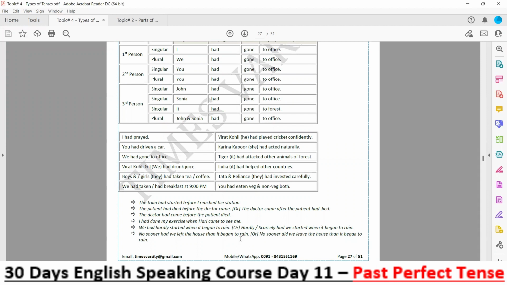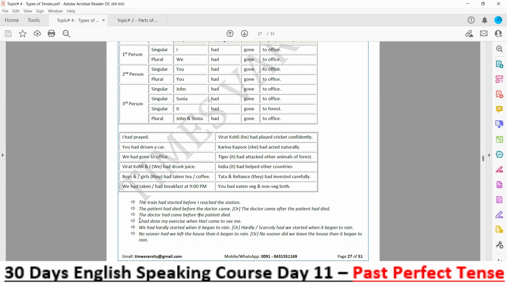Then next sentence, please. I had done my exercise when Harry came to see me. मैंने एक्सरसाइज कर लिया था जब हैरी देखने आए थे. Right. So came to see means मिलने के लिए आए. So I had done my exercise. मैं अपनी exercise कर चुका था जब हैरी मुझसे मिलने के लिए आया. Right? That is also past.